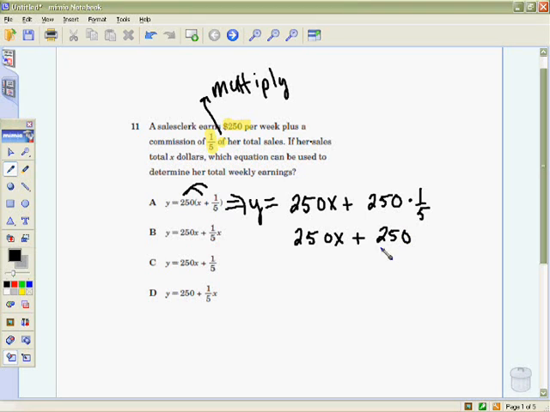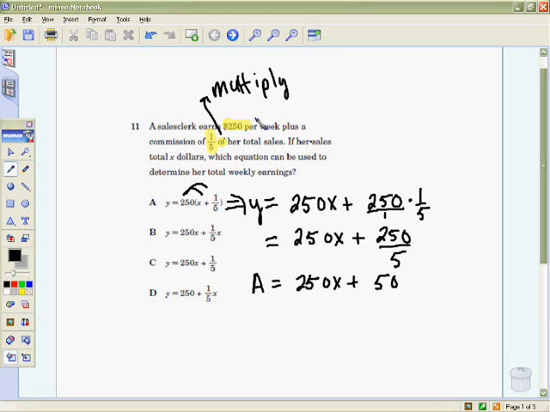250 over 5, because remember when you multiply fractions, put this over 1, top times top, bottom times bottom. We can simplify a little further, and we have 250x plus 50, because 250 divided by 5 is 50. 5 goes into 25 5 times and then the 0. So now, remember this is answer choice A. I'll just write that there so they all kind of go together, and we'll see what makes sense.